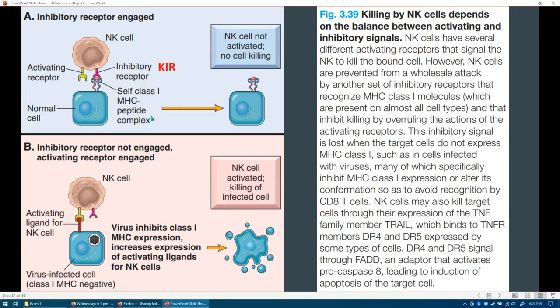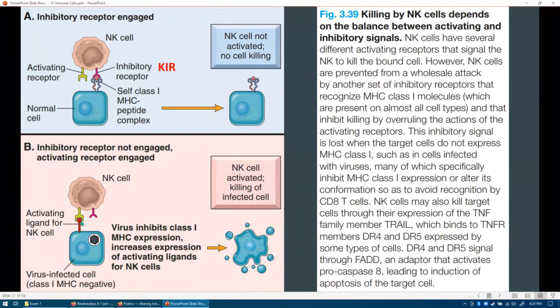So the natural killer cell does not get activated, and it does not kill the target cell if it's expressing MHC1 on its surface. On the other hand, if a virus is replicating in a target cell, and that virus downregulates the expression of MHC1 such that it's not really present on the surface too much, then the natural killer cell doesn't get an inhibitory signal. So it's not going to have basically a calm down signal.